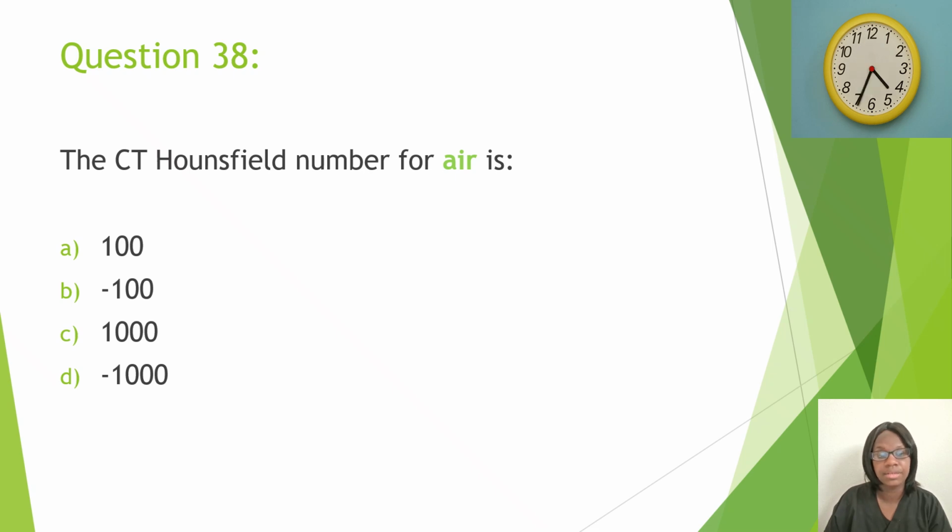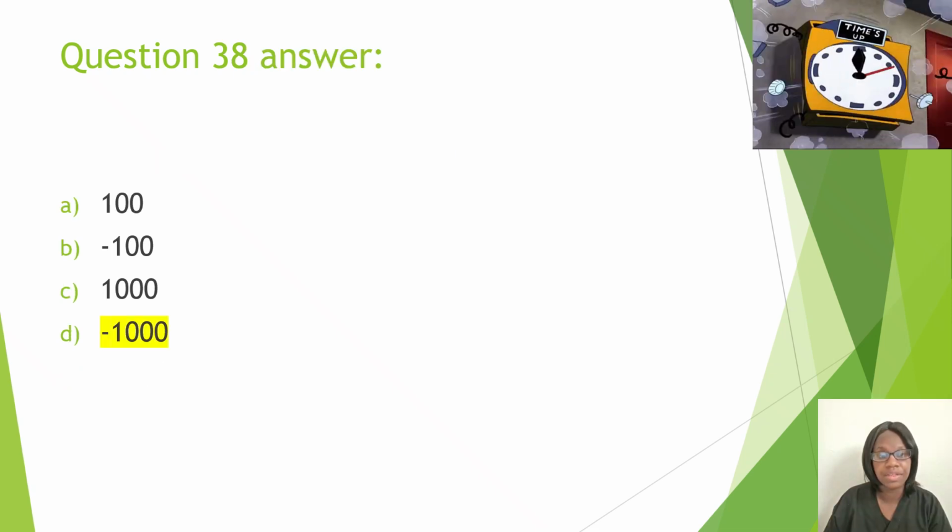Question 38. The CT Hounsfield number for air is 100, negative 100, 1,000, or negative 1,000. All right, the correct answer is negative 1,000.